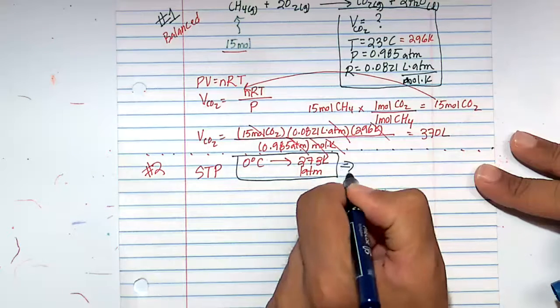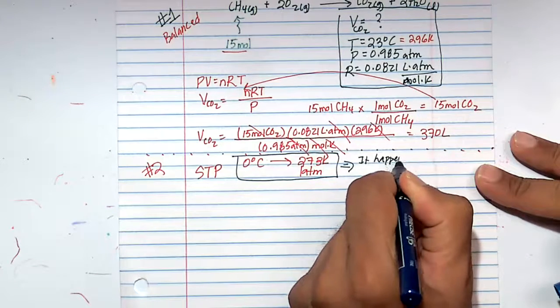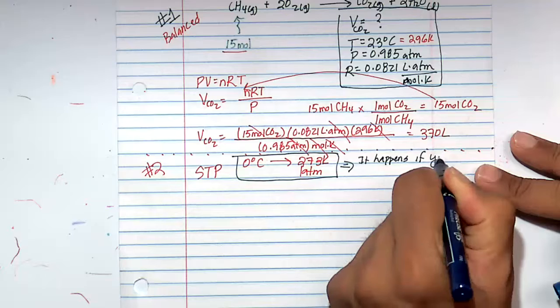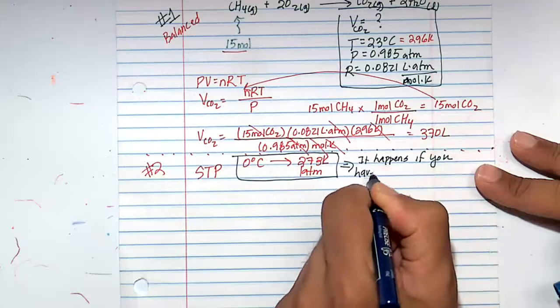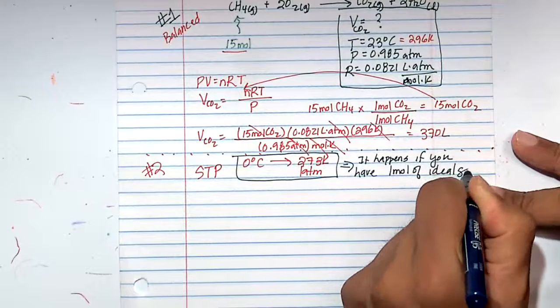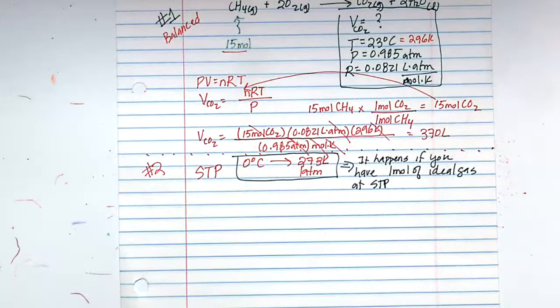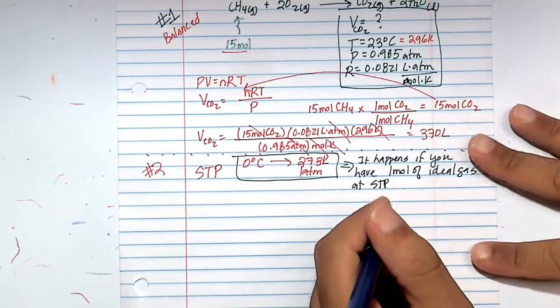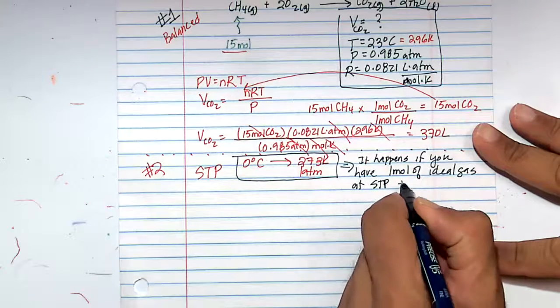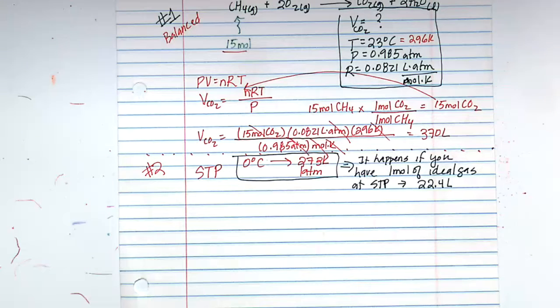It just so happens that if you have 1 mole of the ideal gas at STP, it doesn't matter how big, how small, oxygen, cyanide, it doesn't matter. If you just happen to have 1 mole at STP, then the volume occupied is 22.4 liters, kind of like this STP box. That's only if you have 1 mole.